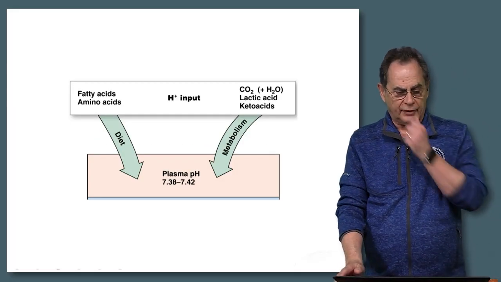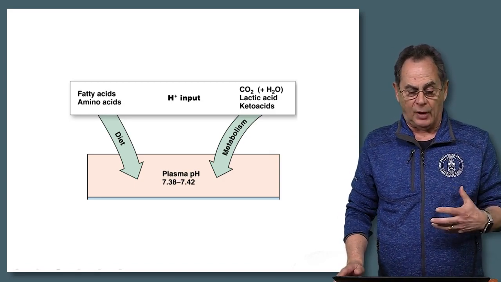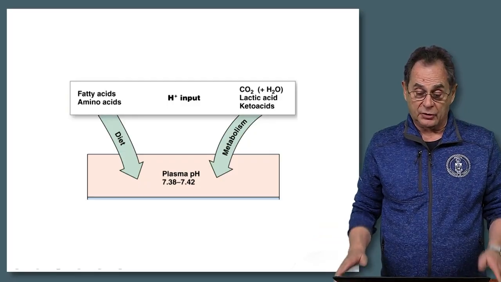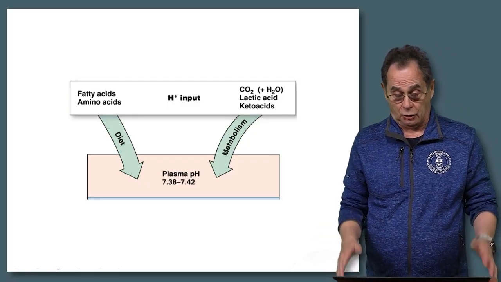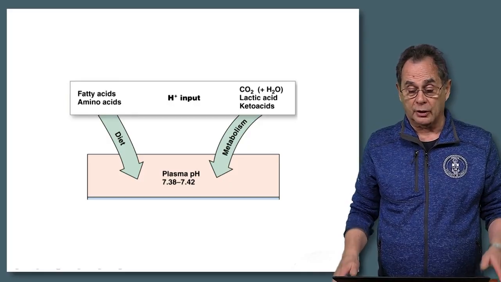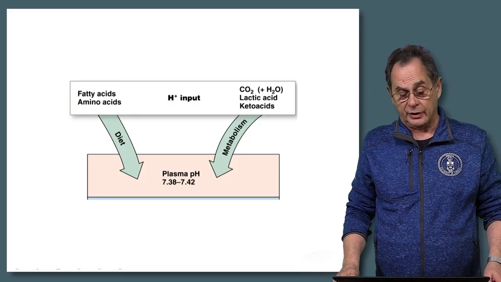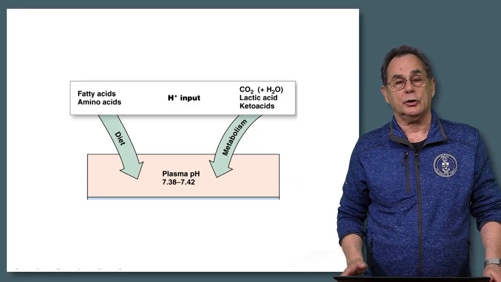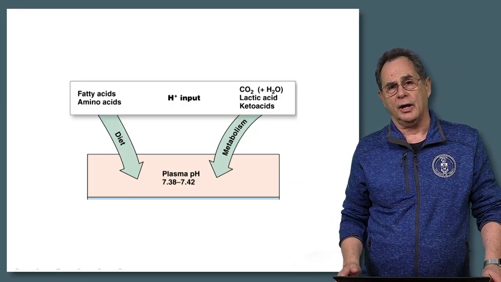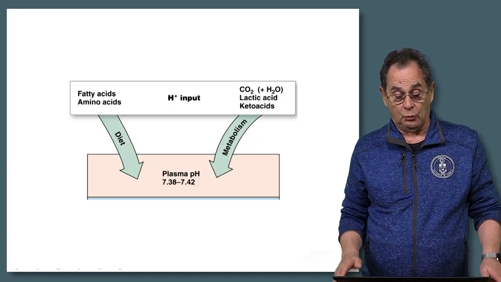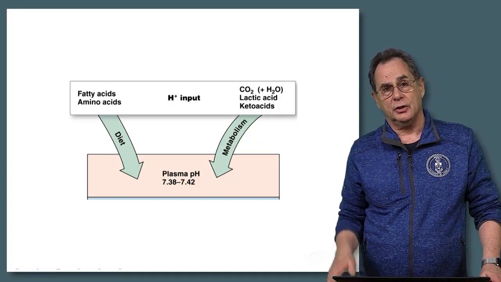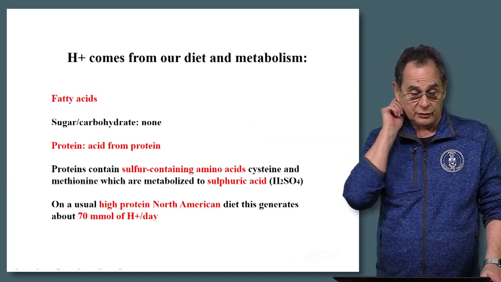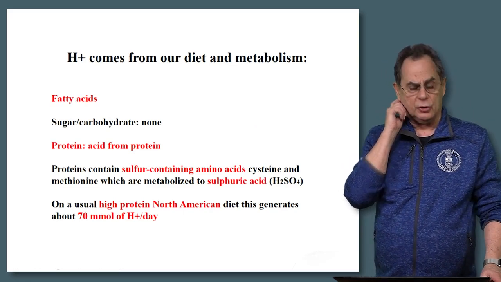So the question is, where does hydrogen ion come from normally? So one way, and we'll look in the upper bar, is that fatty acids and amino acids come from your diet, shown on the left-hand side here. On the right-hand side, metabolism generates carbon dioxide as well as water, and it also generates keto acids, including lactic acid. And the diet and metabolism together contribute to adding hydrogen ion to, in fact, our total body water, and we maintain a plasma pH in the extracellular fluid of between 7.38 and 7.42. So hydrogen ion comes from our diet.